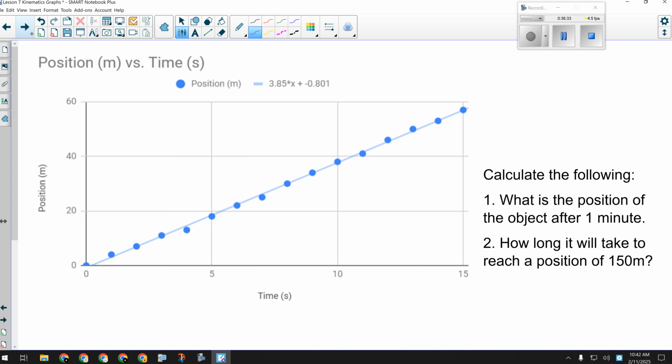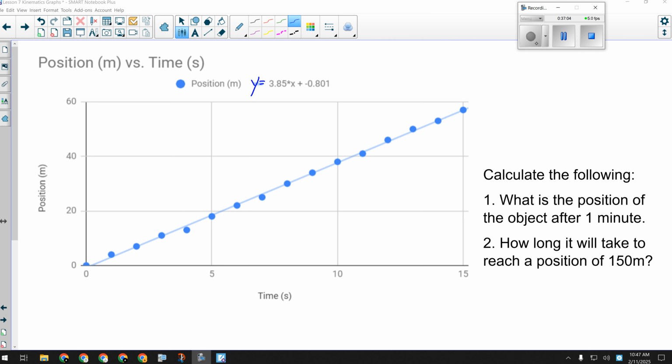All right. Position versus time graph. I have given you the equation for this line. The equation for this line is y equals 3.85 times x plus negative 0.801. Using that equation, I want you to do those two calculations, please. Let's see what we remember from science and math from last year. I'll give you a couple minutes.